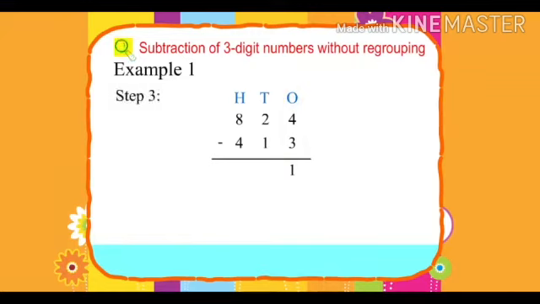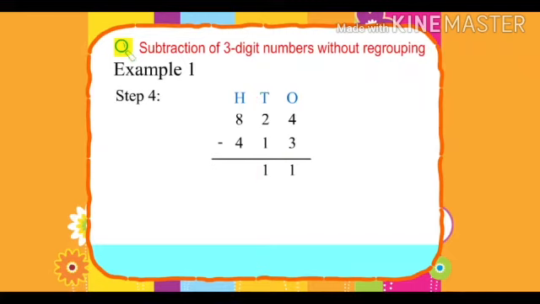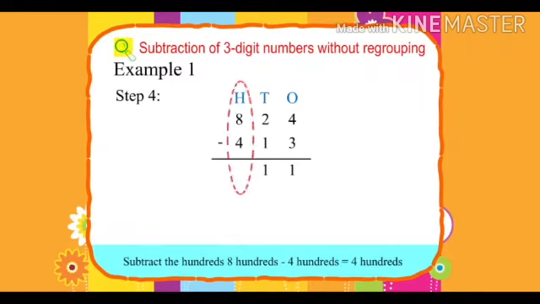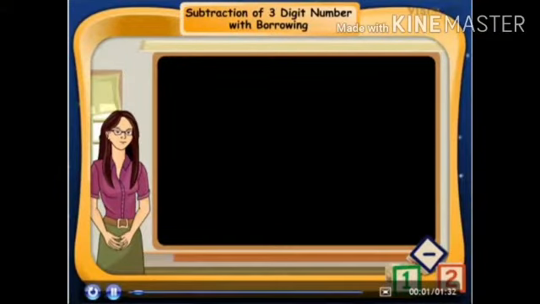Step 3. Subtract the tens. 2 tens minus 1 ten equals 1 ten. Step 4. Subtract the hundreds. 8 hundreds minus 4 hundreds equals 4 hundreds. Answer: 411.